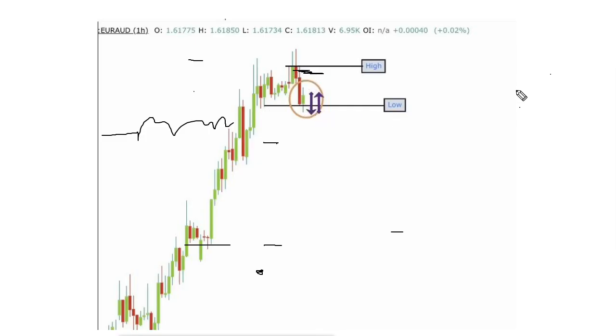Now remember I told you your CRT pattern has to form in a key level. The key level we have here is this fair value gap. This is the key level that we have. So automatically you expect the next candle. Once you spot it, this is the 1 hour time frame. You go down to a lower time frame. You need to see a lower time frame CRT pattern on the lower time frame you are using.